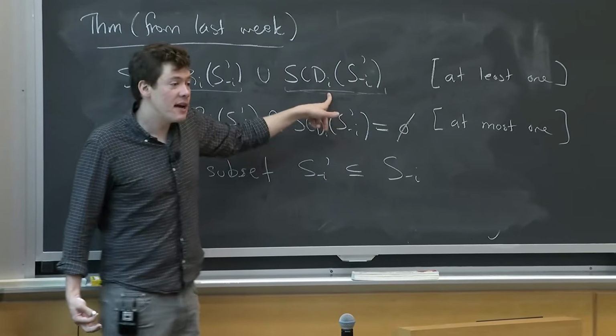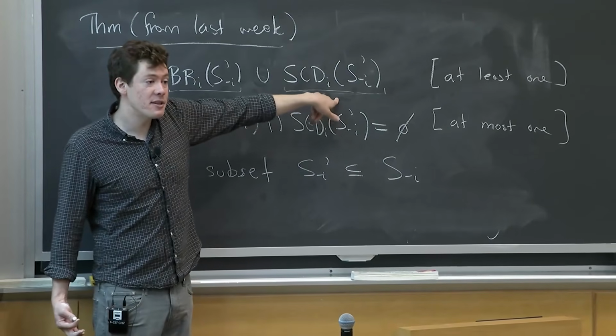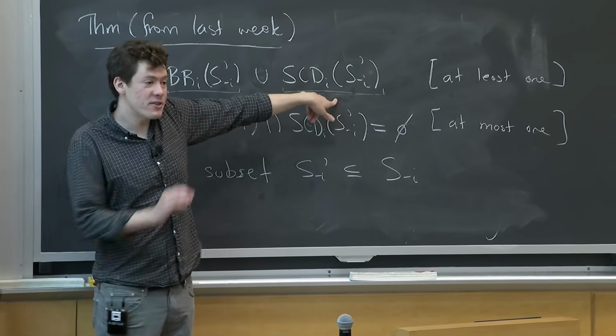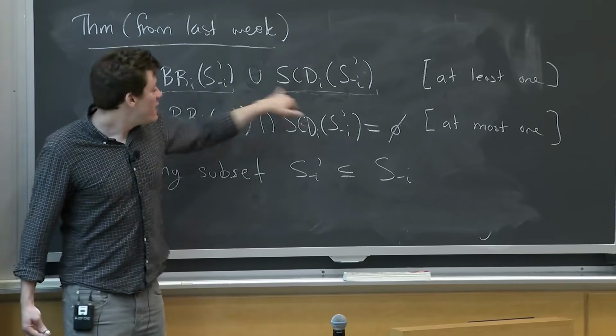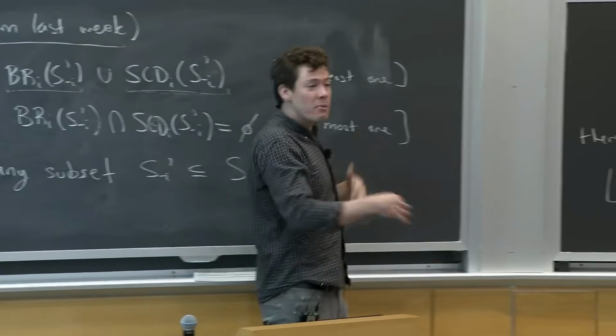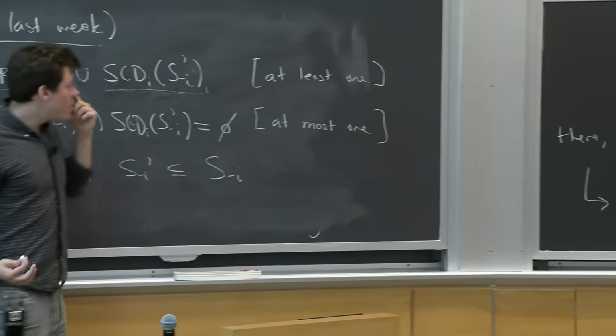What about this set? As S negative I prime gets smaller, what's going to happen to this set? It's got to get bigger, right? Well, one way, I'll answer in a second. One way to see this is, well, the union is staying the same size. So if one gets smaller, the other has to get bigger. But let's think through it mathematically, right?